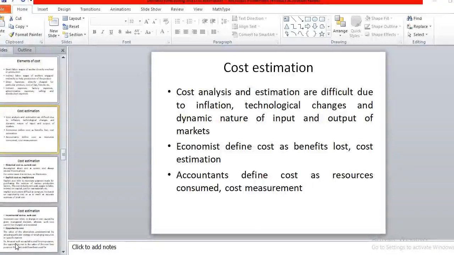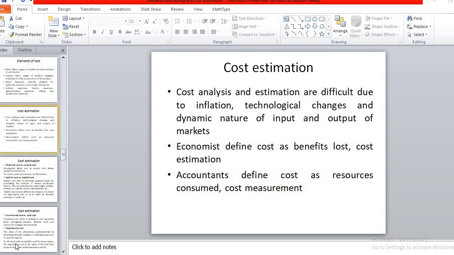We discuss the cost estimation. For this cost analysis, cost estimation needs cost analysis. This cost analysis and estimation are difficult due to inflation, technology changes, and the dynamic nature of the input and output of the markets.